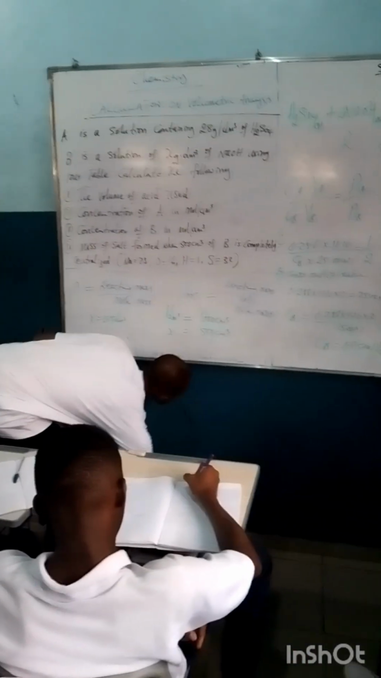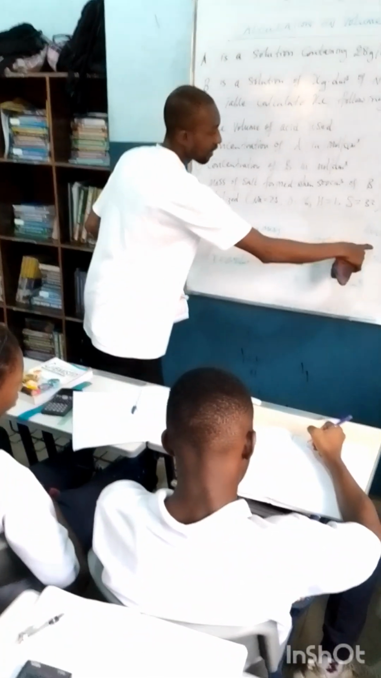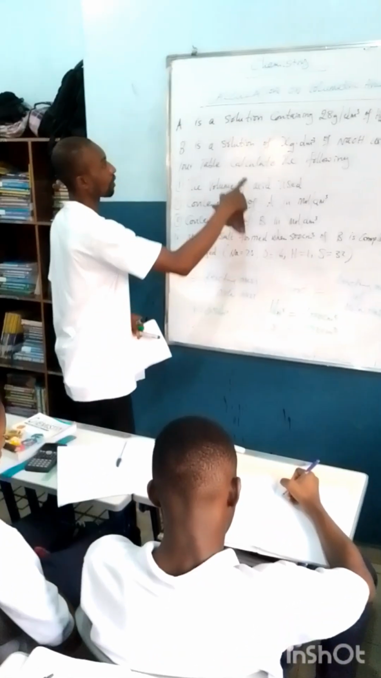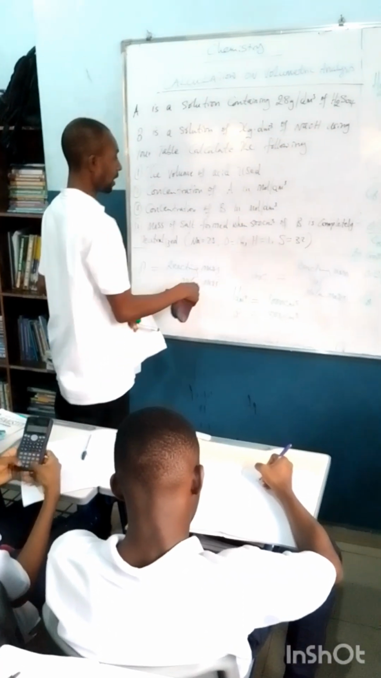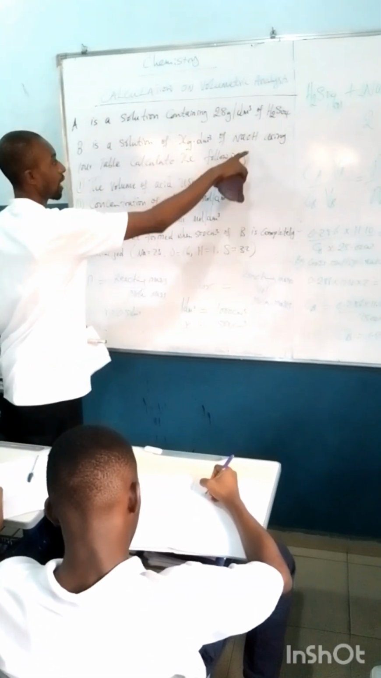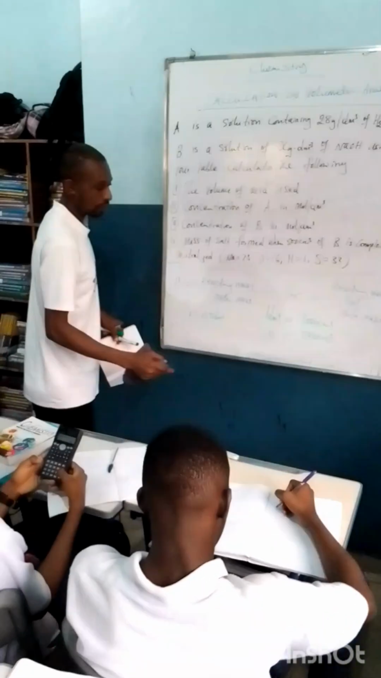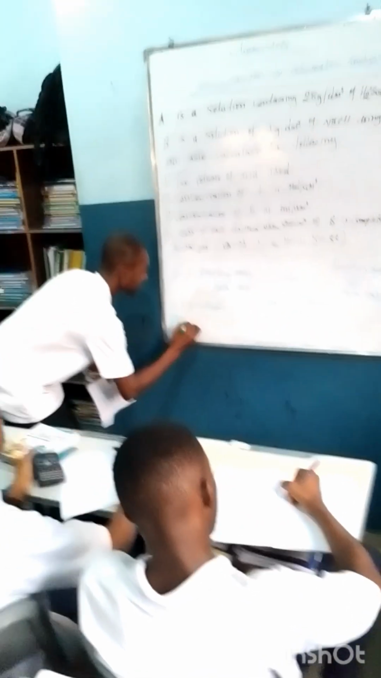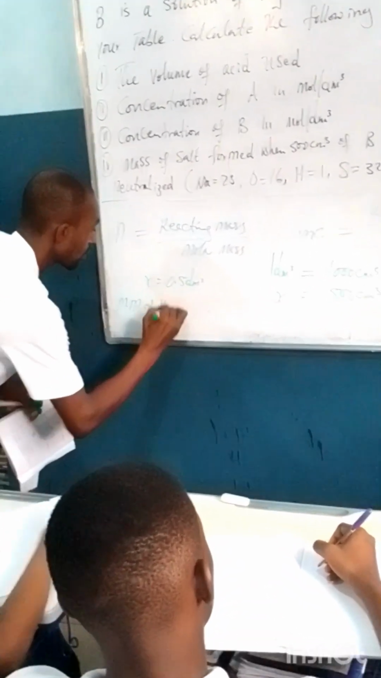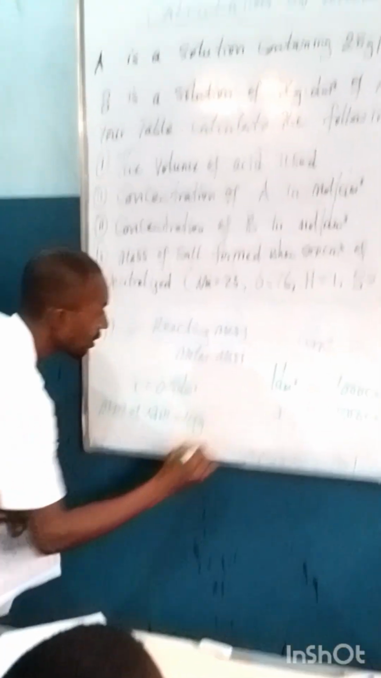So the concentration is 0.25, the reacting mass is what we are looking for, the volume is this, and then the molar mass. Somebody calculate the molar mass of sodium hydroxide. Sodium is 23, oxygen is 16, hydrogen is 1. 23 plus 16 plus 1, you get the answer. Somebody calculate it. 40. Alright, the molar mass of sodium hydroxide is equal to 40 grams.